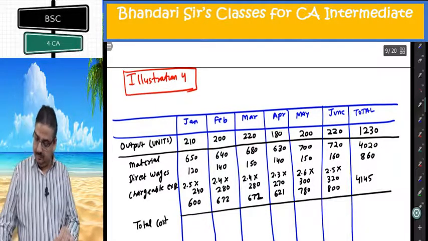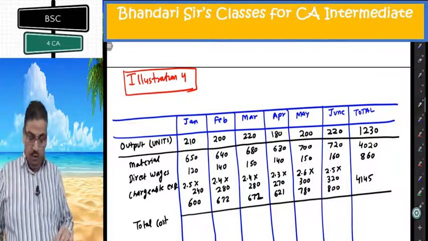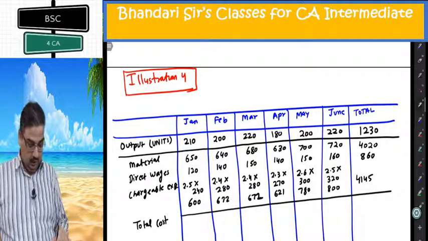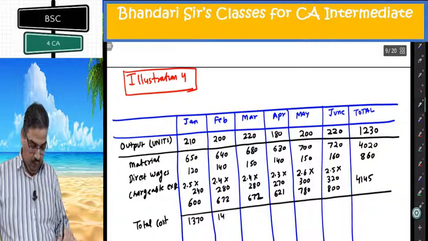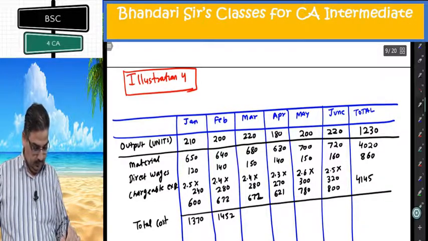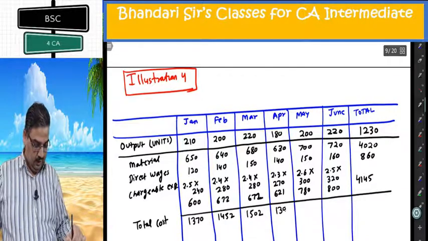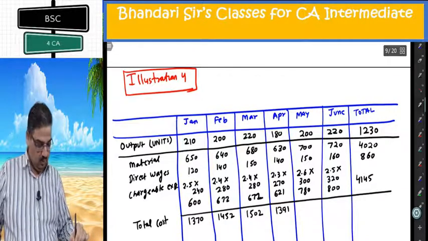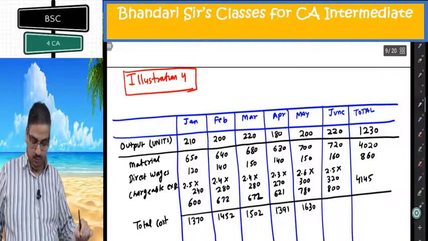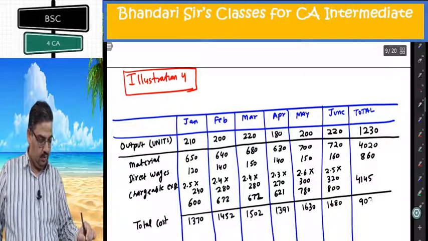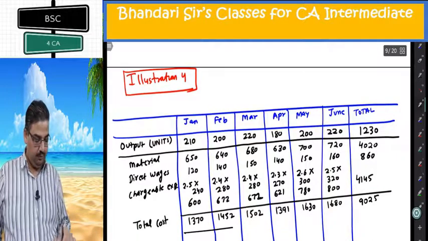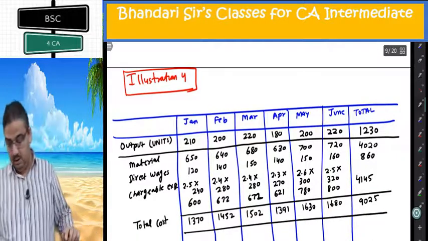Total cost. If you add them, you will get total cost 1370, 1452, 1502, 1391, 1630, 1680, 9025. This is total cost.